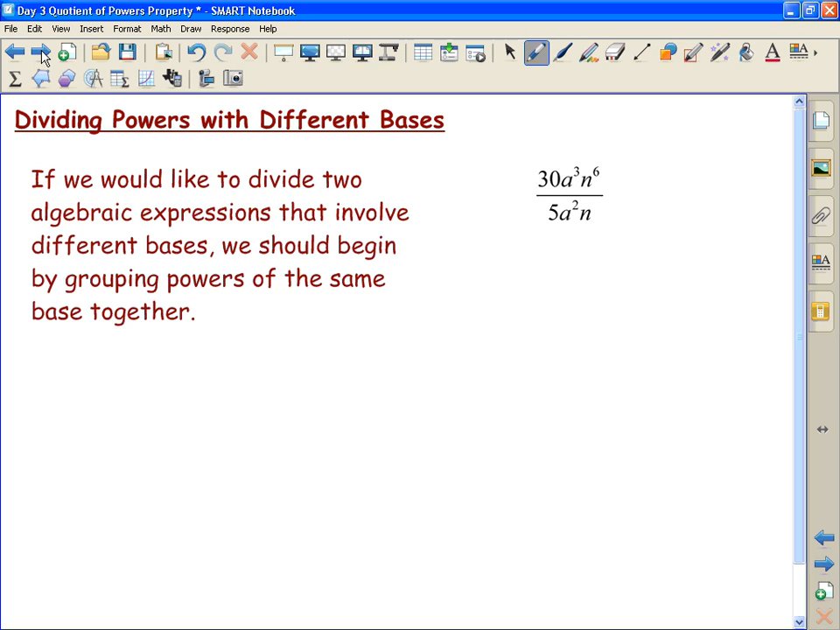So if we would like to divide 2 algebraic expressions that involve different bases, first start by grouping the powers of the same base together. So I'm going to group my a's together, my n's together, and then my 30 and my 5, because I can figure out in my calculator what 30 divided by 5 is. So I get 30 over 5, a to the third over a to the second, n to the sixth over n.